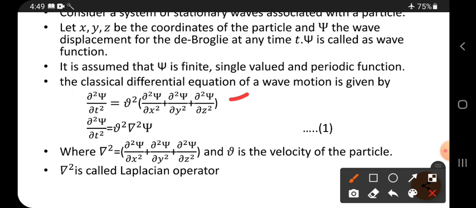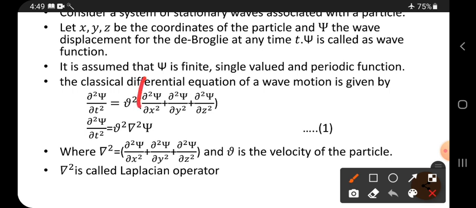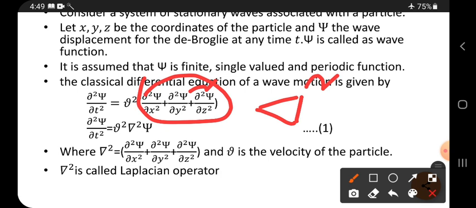Dou square psi by dou t square is equal to v square, where v is the velocity, into dou square psi by dou x square plus dou square psi by dou y square plus dou square psi by dou z square. Here the left side is in terms of time, and the right side is differentiation in terms of x, y and z. Left side is always time and right side is always in terms of x, y, z. Don't forget this. This bracket term is replaced by one quantity called del square.